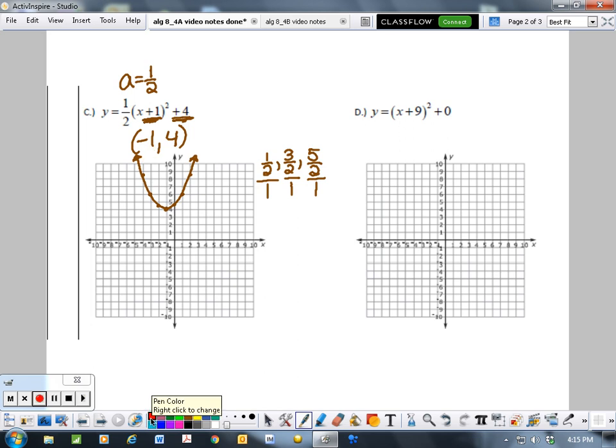Okay, next one. Our a is 1, so we're still going to have that pattern 1, 3, 5, 7. Our vertex is negative 9 and 0. So negative 9 and 0. And then we go up 1 over 1, up 3 over 1, up 5 over 1, and now we have our graph.